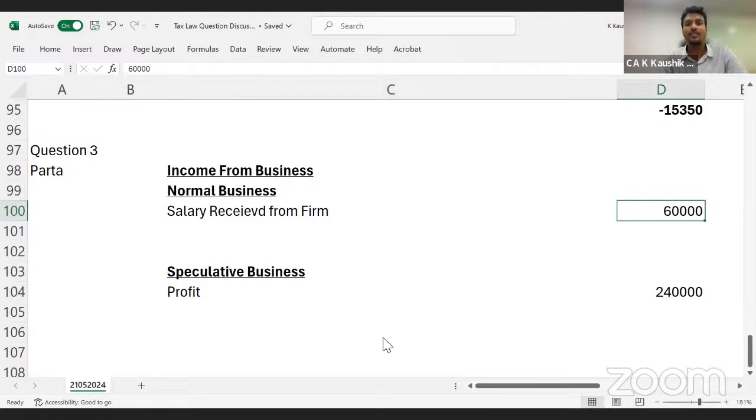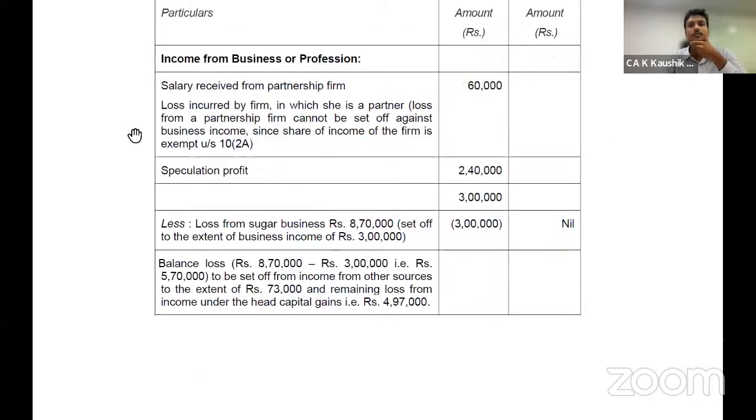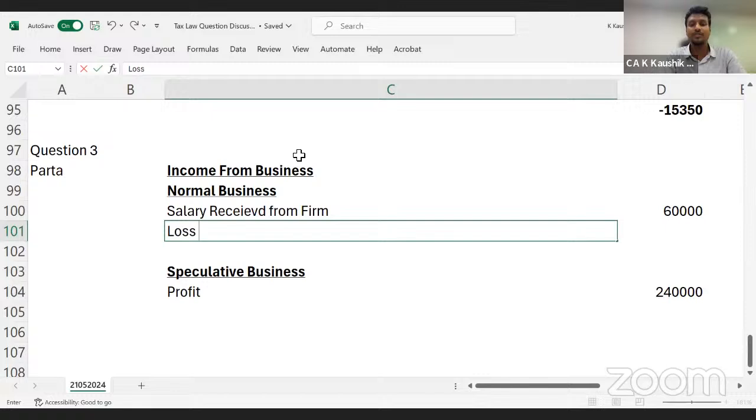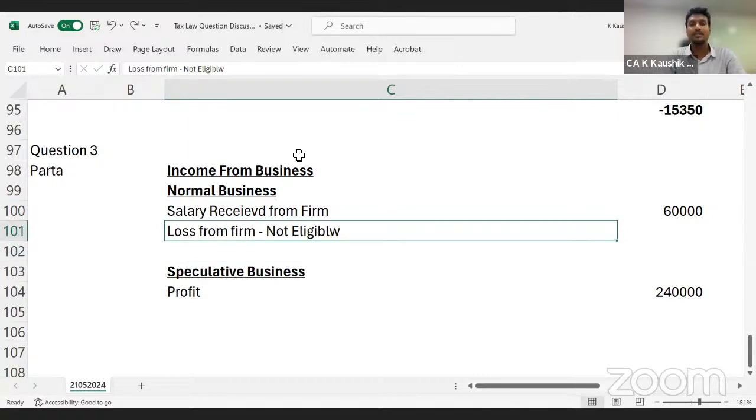Apart from this, we have loss incurred by the firm in which she's a partner. We have the note given, so let's quickly refer to the note. Loss from partnership firm cannot be set off against the business income since share of income of the firm is exempt. Since the income is exempt, the loss from the share of the profit of the firm is not eligible. So I cannot set off this here. So that loss is ineligible. Loss from firm is not eligible.